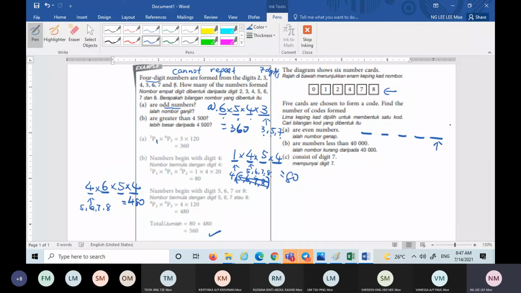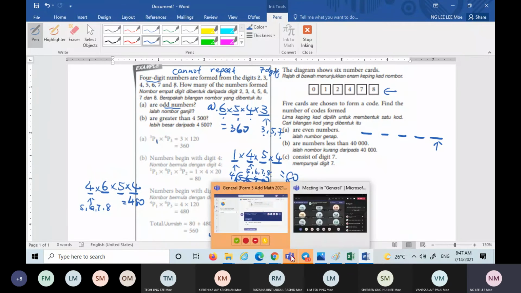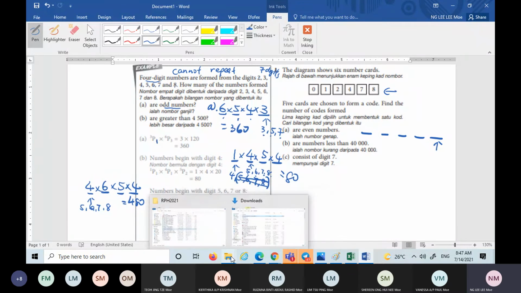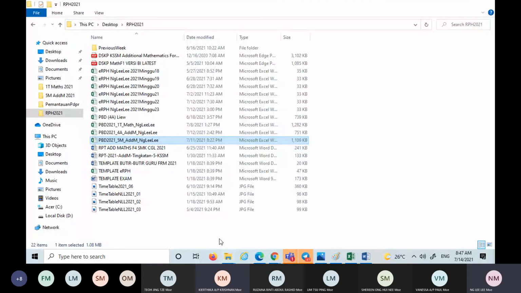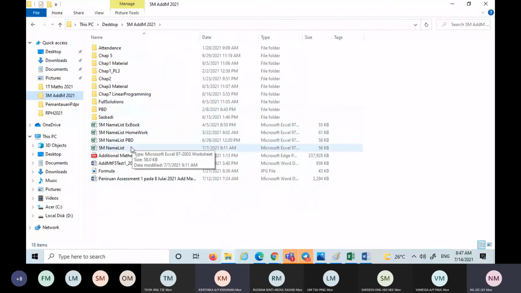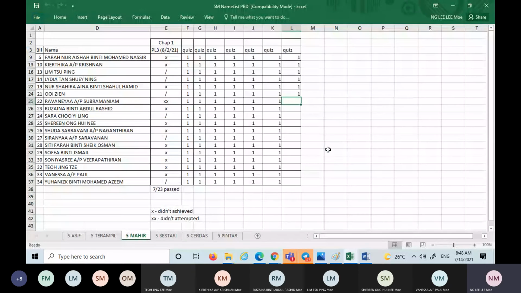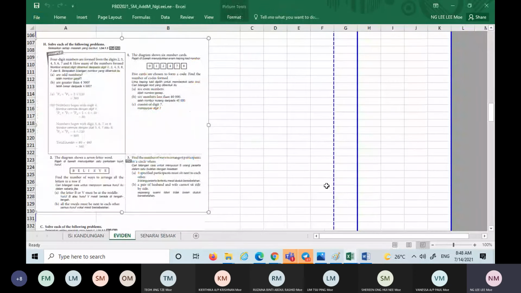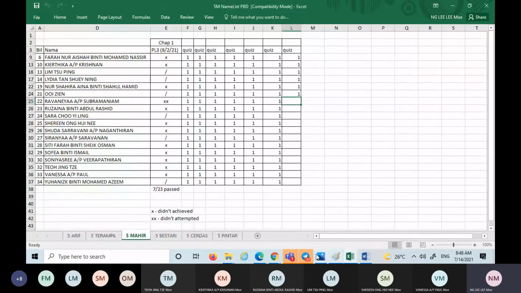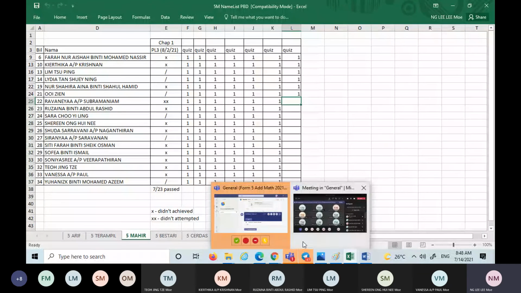Anyone want to cut your friend's queue? Just type in the chat. So you all have to be fast. I call out so I can give you 0, 2, 4. Farah answered already. No, it's me. Then Farah will be angry with you. Kritika, if I don't give you the mark.